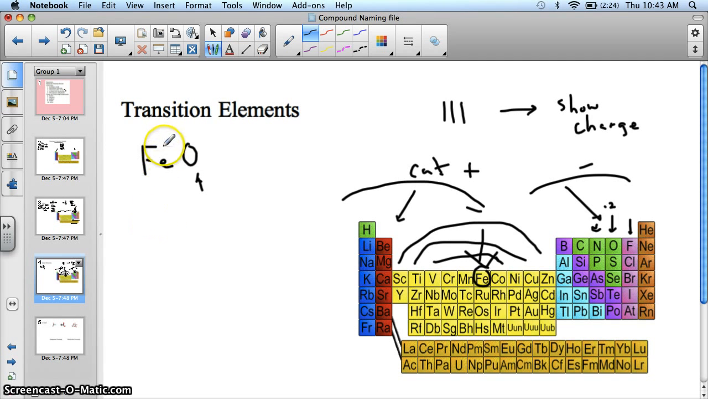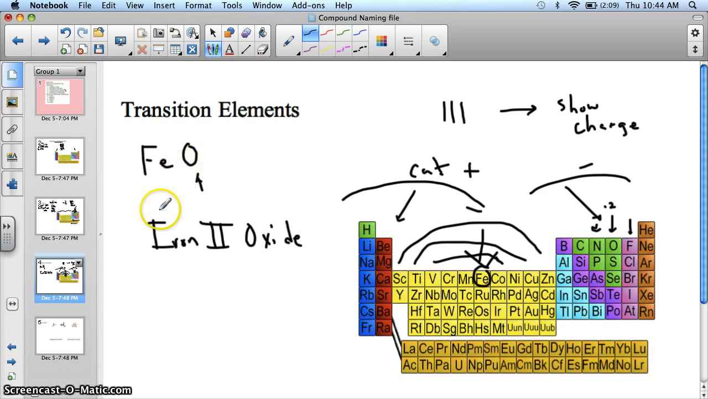So since this is -2, then you would have iron 2 oxide. And that's exactly what it is. Iron 2 oxide. So that's what you do. You have to figure out what the Roman numeral is as a result of the charge.